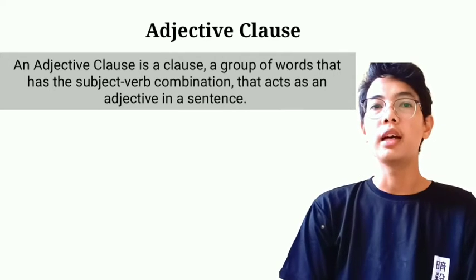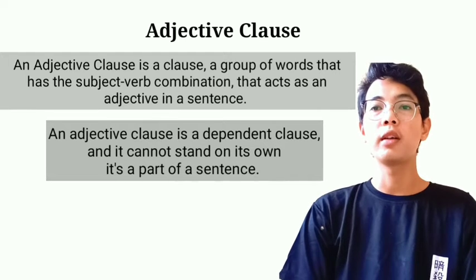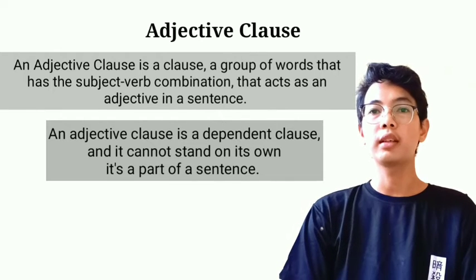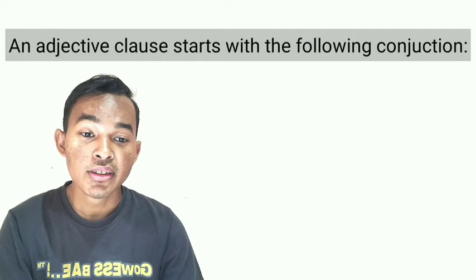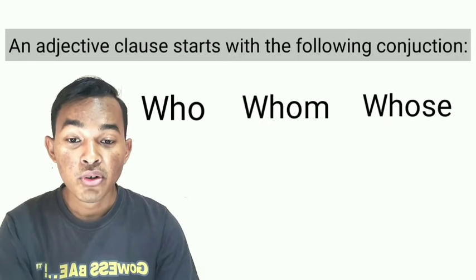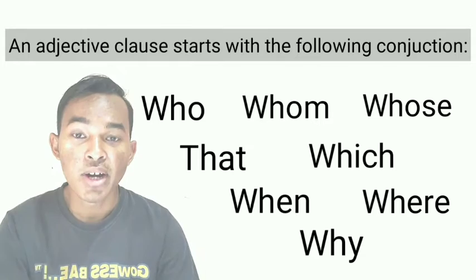An adjective clause is a dependent clause, which means it cannot stand on its own. It's a part of a sentence, a fragment of a sentence. It cannot stand on its own. An adjective clause starts with the following words: who, whom, whose, that, which, when, where, and why.